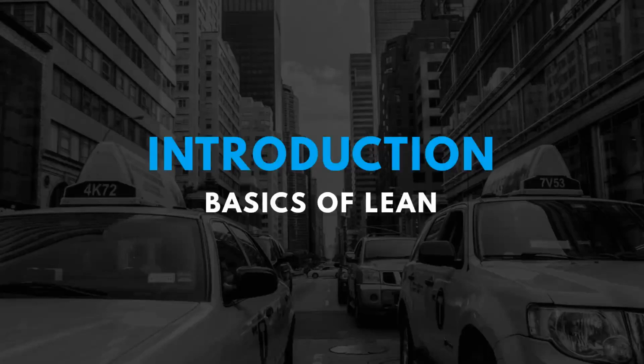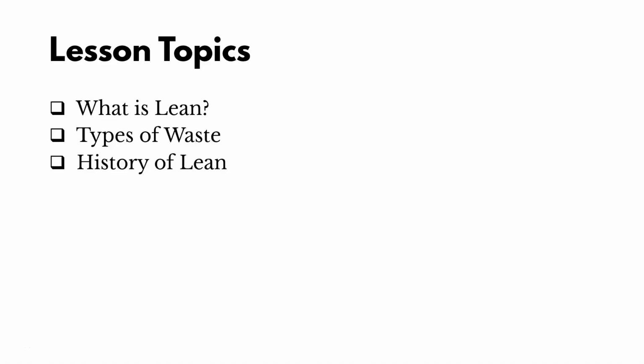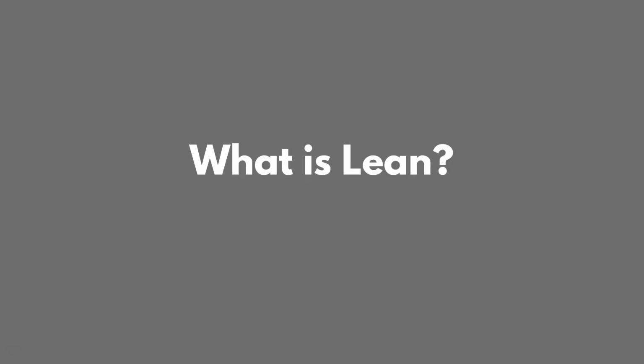Okay, so let's talk about the basics of Lean, and then we'll talk about the basics of Six Sigma a little bit later. In this lesson, we're going to talk about what Lean is, what the different types of waste are that we try to address through Lean, and then a little bit about the history of Lean. Okay, so what is Lean?